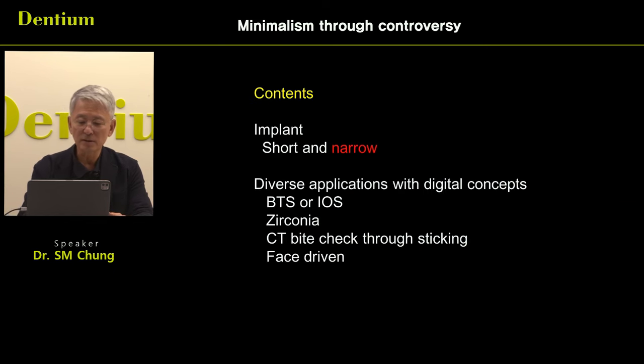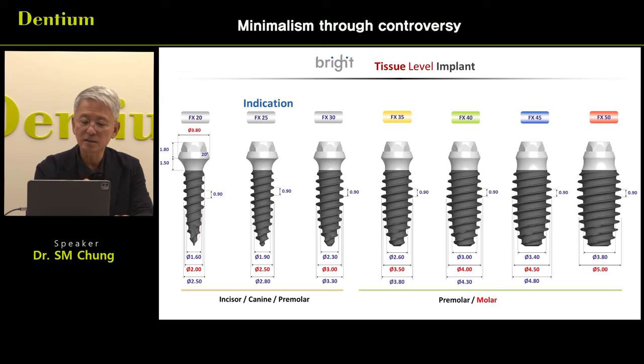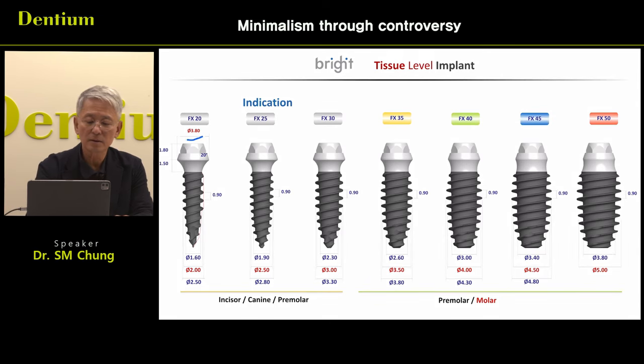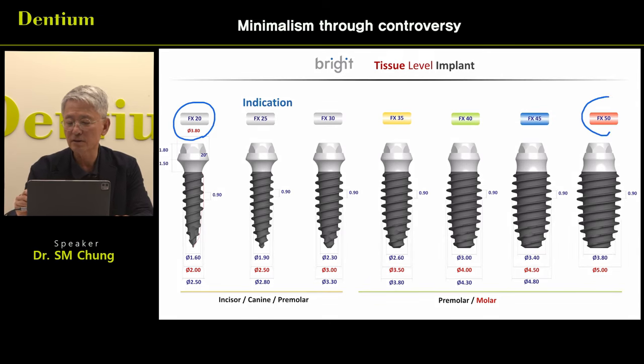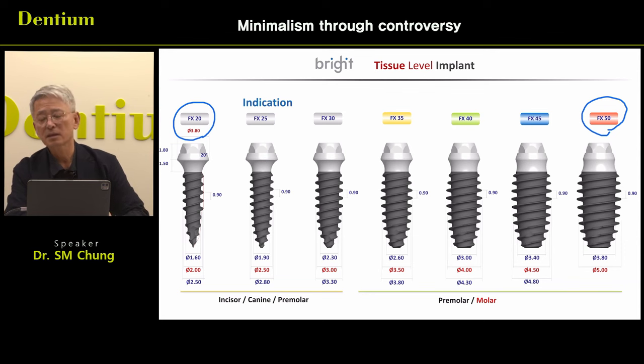And next, we talk about the narrow implant. The Bright tissue level implant ranges from 2.0 to 5.0. Of course, this implant is not yet allowed in Kyrgyzstan, but in the future, if possible, we would like to supply this implant system to Kyrgyzstan.